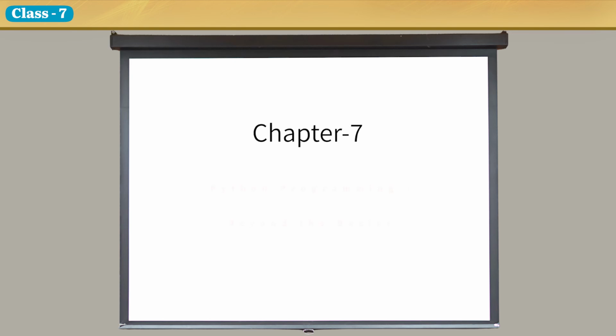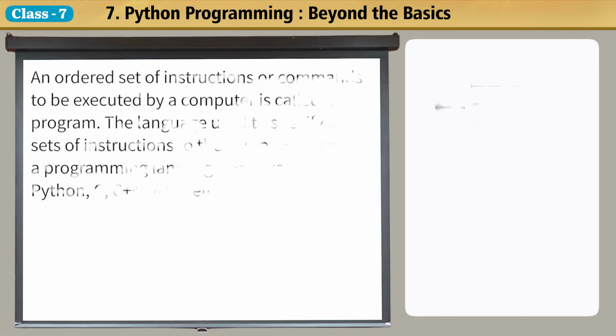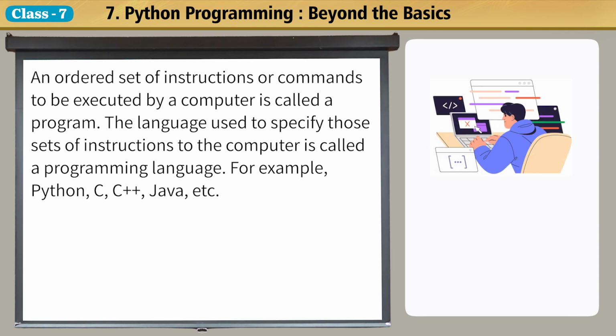Chapter 7. Python Programming Beyond the Basics. An ordered set of instructions or commands to be executed by a computer is called a program. The language used to specify those sets of instructions to the computer is called a programming language. For example, Python, C, C++, Java, etc.